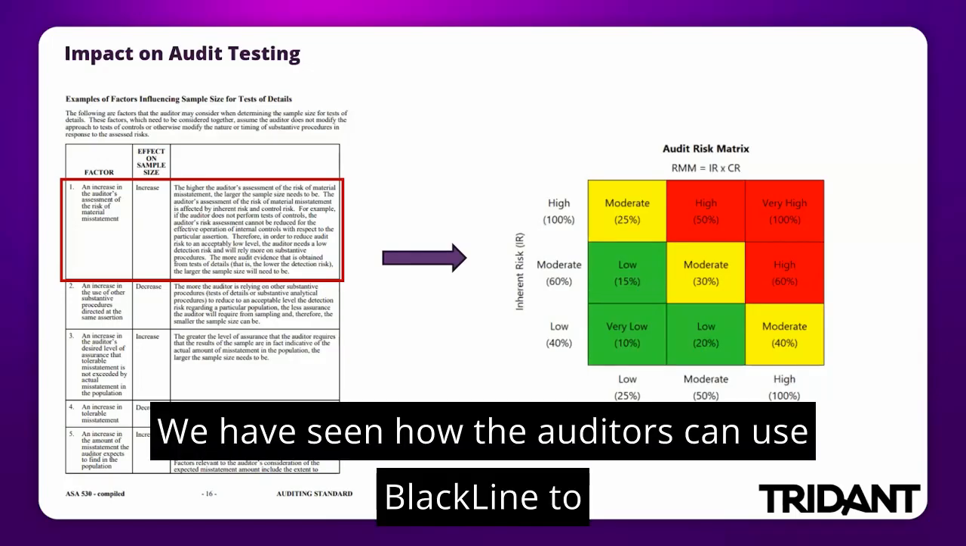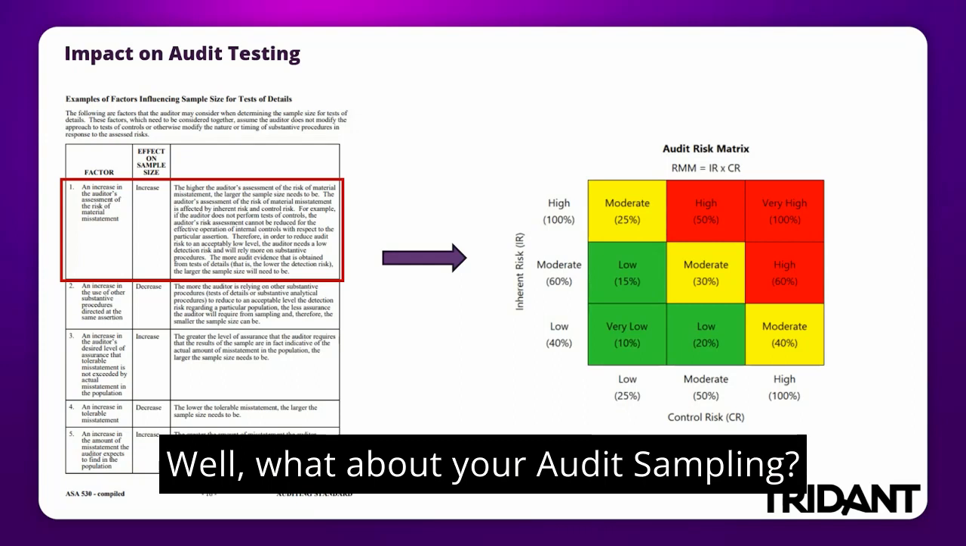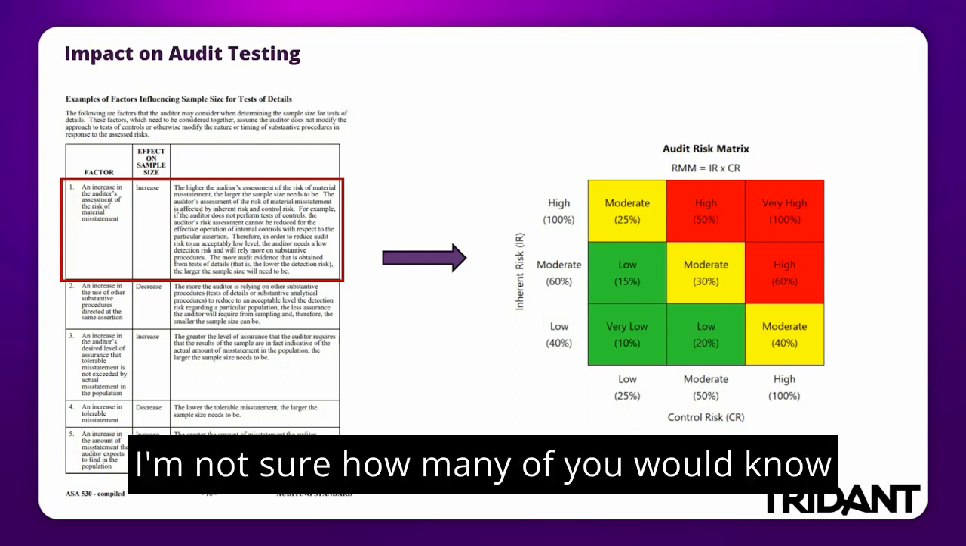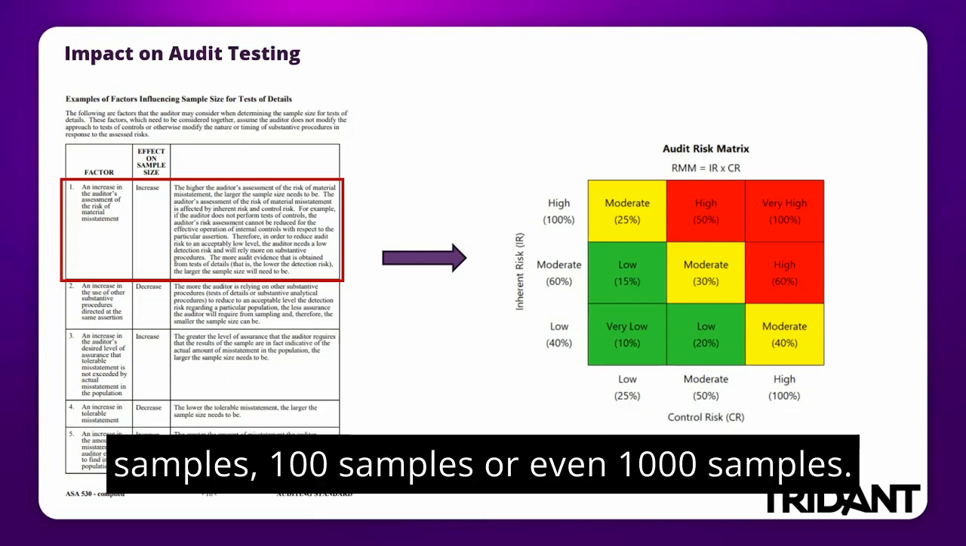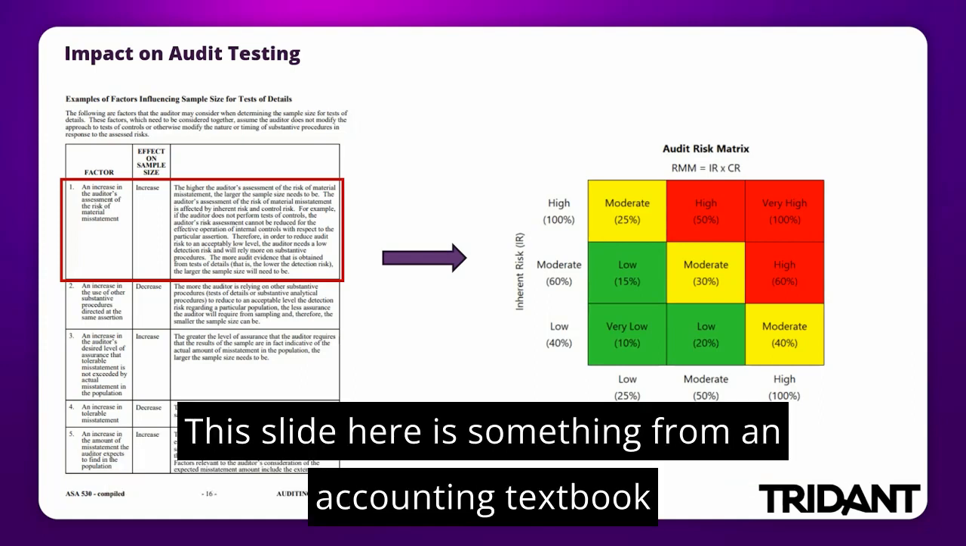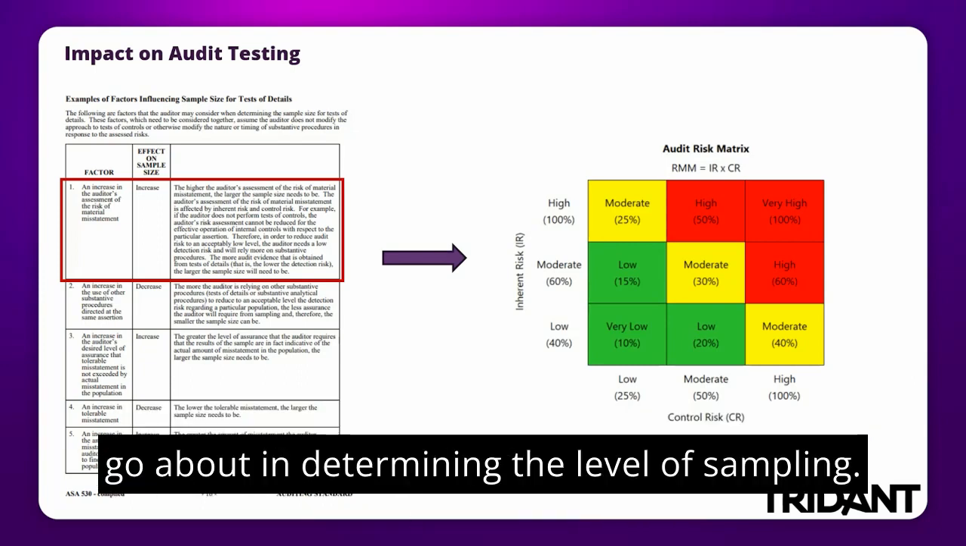We have seen how the auditors can use BlackLine to reduce the amount of requests you need to fulfill. Well, what about your audit sampling? I'm not sure how many of you would know how auditors determine whether they're going to pick 50 samples, 100 samples, or even 1,000 samples. This slide here is something from an accounting textbook in terms of accounting standards of how we actually go about determining the level of sampling.